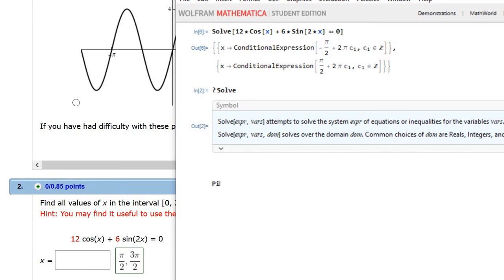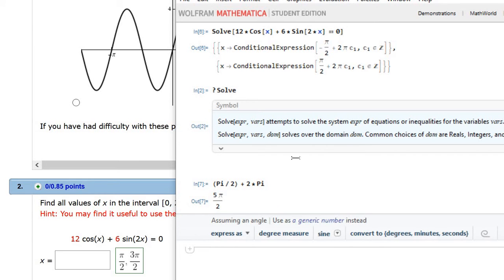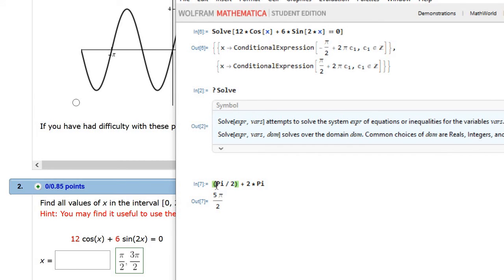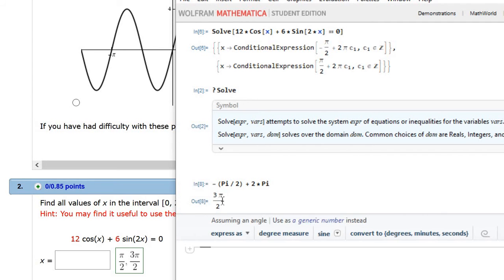So if I go pi over 2 plus 2 pi, that's one round, until it gives me 5 pi over 2. That's too far. And then I got minus pi over 2 plus 2 pi. That's another answer. And that's 3 pi over 2. That's definitely inside the interval. So pi over 2 is in the interval and 3 pi over 2 is in the interval. So I get these two.